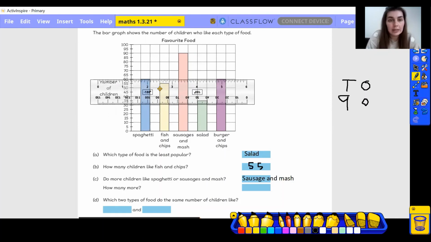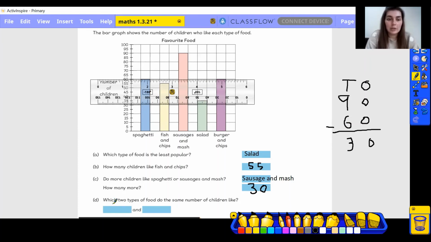60 children liked spaghetti. So I would do 90, take away 60 to get my answer. So we've got 0, take away 0 is 0, 9, take away 6 is 3. So 30 more children liked sausage and mash than spaghetti.